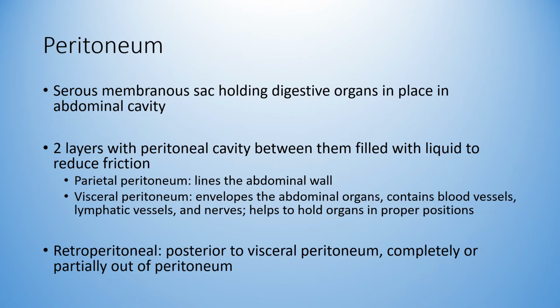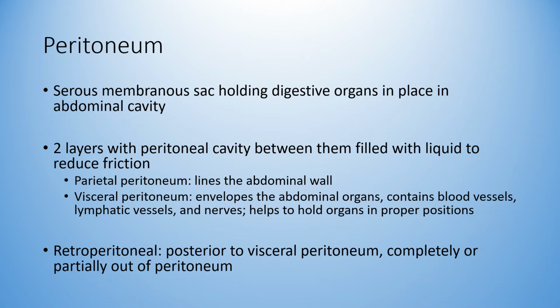In the visceral, always think visceral, think of your abdominal organs. So that's going to be the layer that's directly touching all of the various organs. It's going to contain the blood vessels, lymphatic vessels, and nerves, and it's helping to hold everything in place. You hear the term retroperitoneal, which you'll hear when we talk about the kidneys and part of the intestines. Basically, it's posterior to the visceral peritoneum. So it's either completely or partially out of the peritoneum.